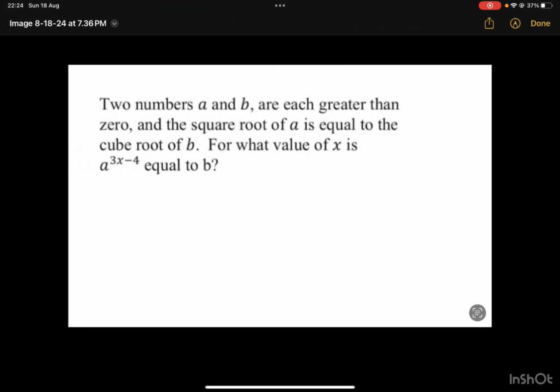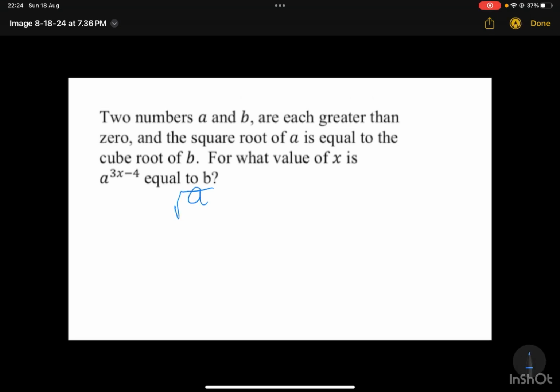Two numbers a and b are each greater than 0, and the square root of a is equal to the cube root of b. For what value of x is a to the power of 3x - 4 equal to b? So firstly, the square root of a equals the cube root of b. So that's going to be a to the power of 1/2 equals b to the power of 1/3.